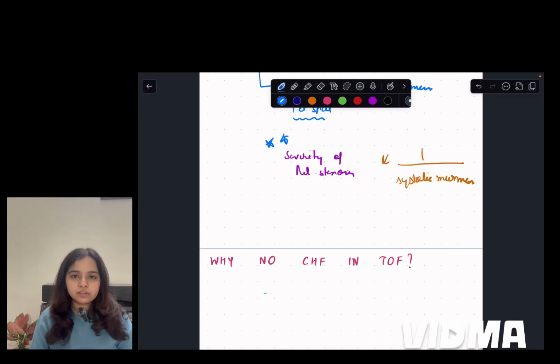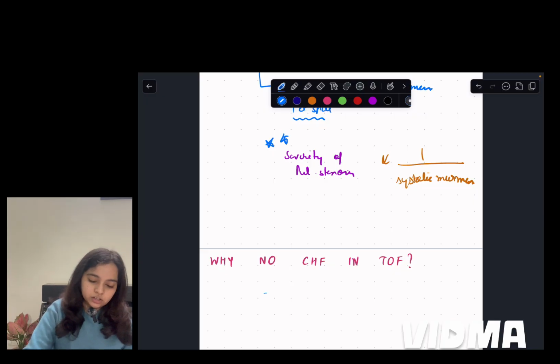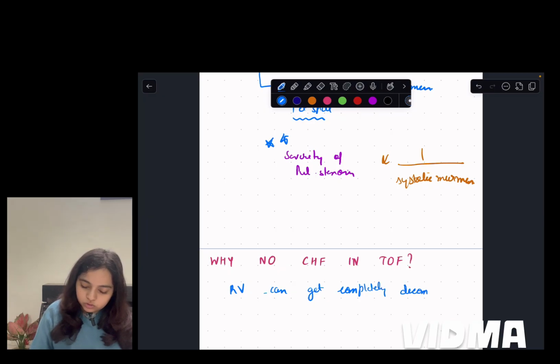Now why is there no CHF in TOF patients? Yes, because the right ventricle can get completely decompressed via the VSD into the aorta, right? So the right ventricle can get completely decompressed, so there is no overload of the right side. So that is why there is no CHF in TOF.